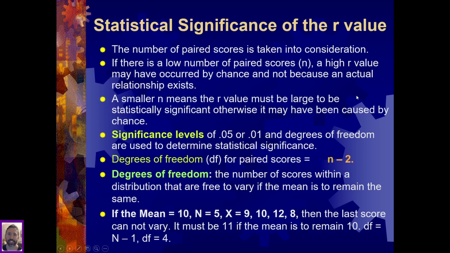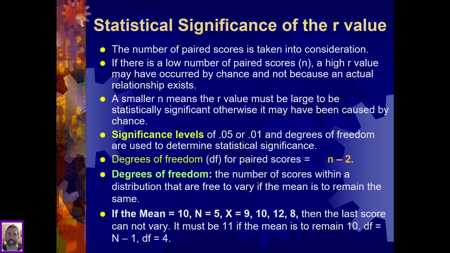Right, so we're going to be looking at the number of paired scores. If you have a low number of paired scores, you're going to need a relatively high R value to prove that there really is a relationship between these two factors. Otherwise, again, it could happen purely by chance.